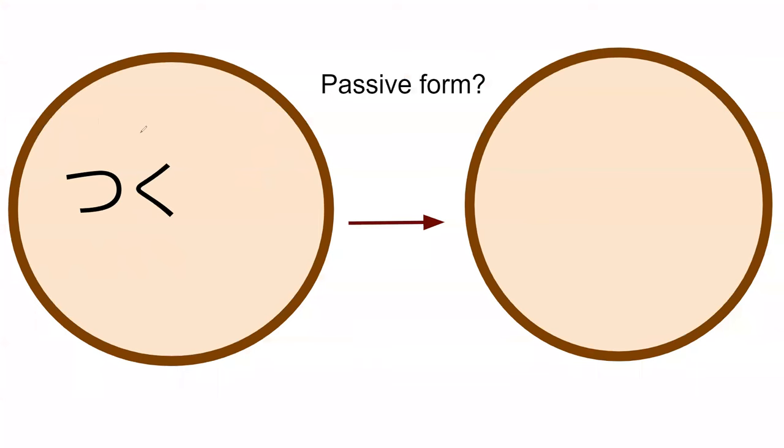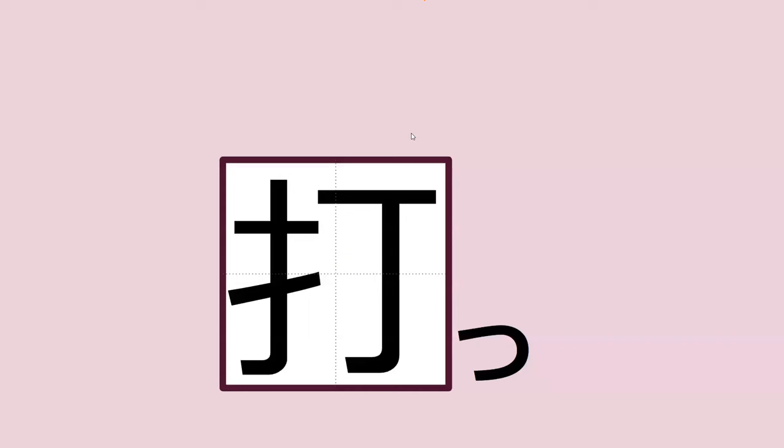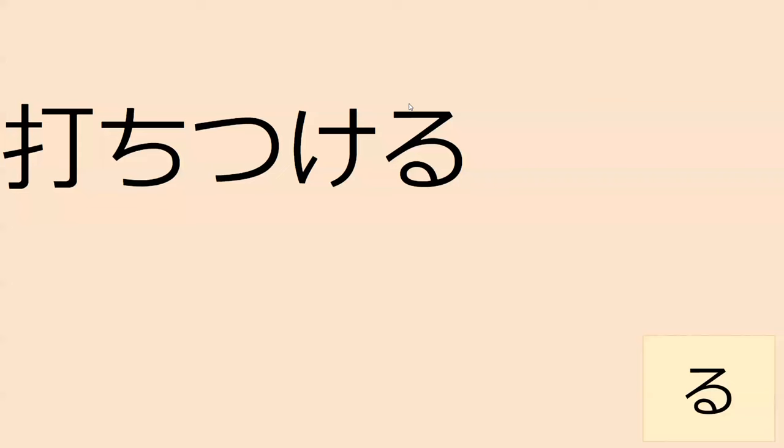What is the passive form of tsuku? The passive form of tsuku is tsukareru. Hai. This verb right here, utsu, also means to hit. Can you read this for me? Uchitsukeru. Hai. So this tsukeru is to attach. So it means to hit someone. To attach a punch. Uchitsukeru.